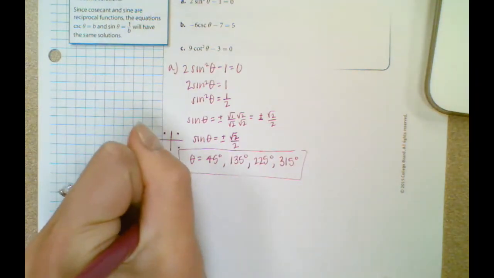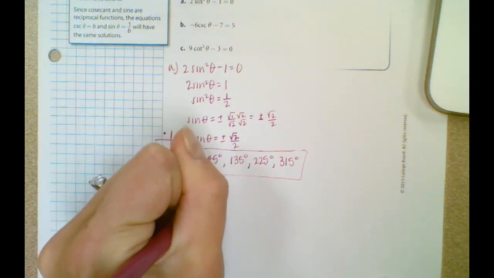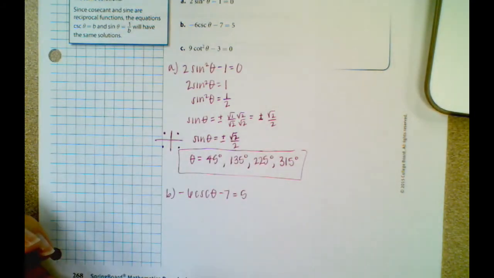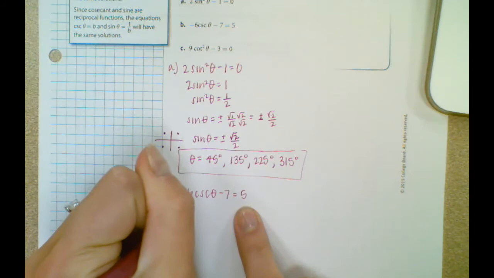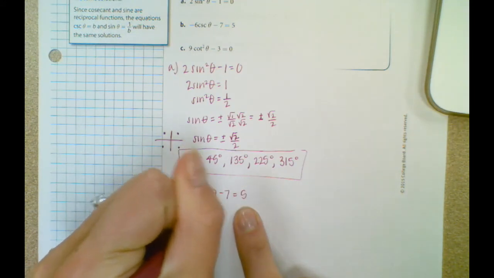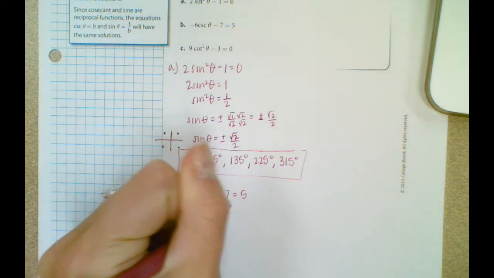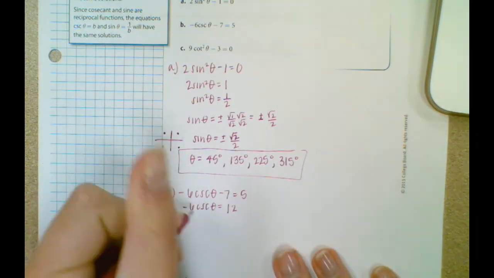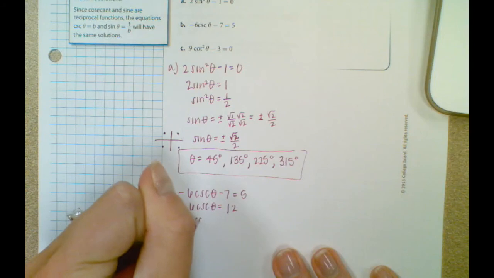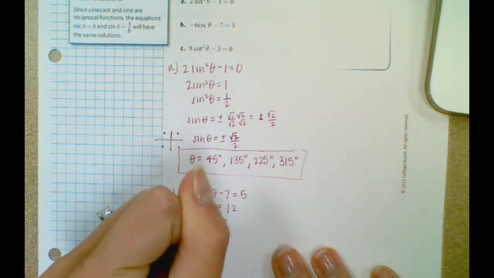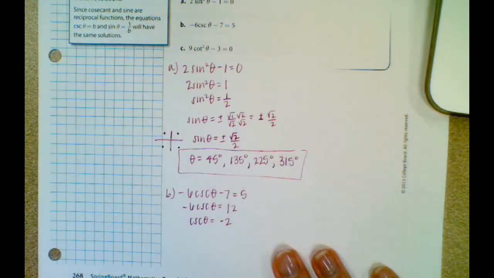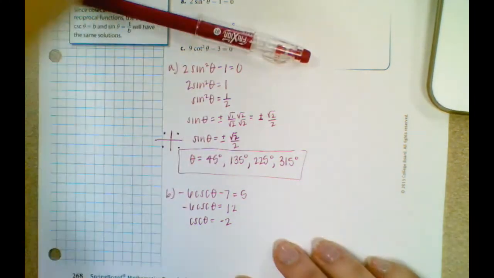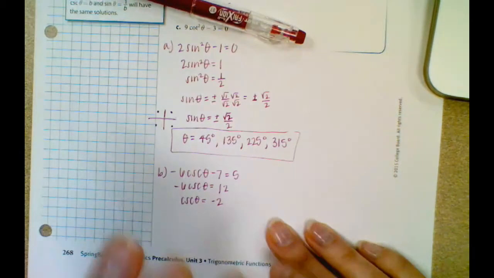We have -6 cosecant theta minus 7 equals 5. So let me add that 7 over first. -6 cosecant theta equals 12. Right? Okay. Then I'm going to divide both sides by -6. So I get cosecant theta equals -2. Alrighty, so this one's a little trickier. I'm just going to make some side notes off here to the side.